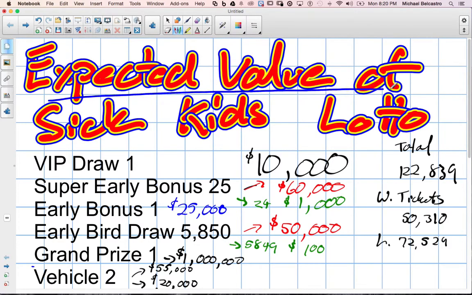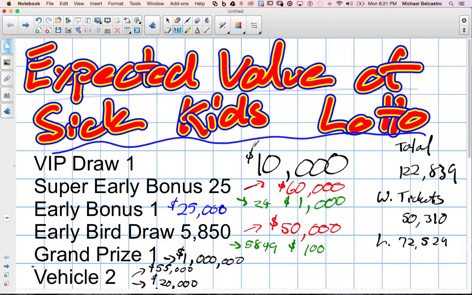at the expected value of Sick Kids Lotto, which is a popular lotto in Toronto, and they send you a bunch of information in the mail. So we took that information. We're going to calculate what the expected value is.